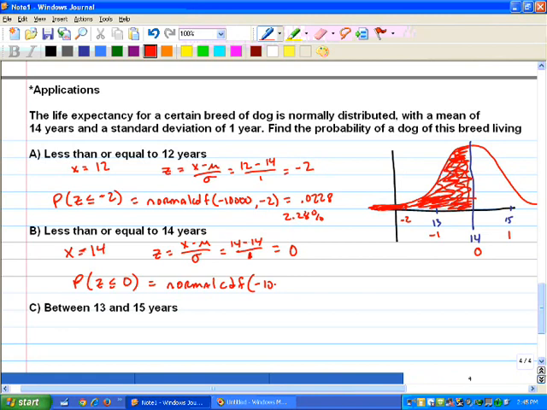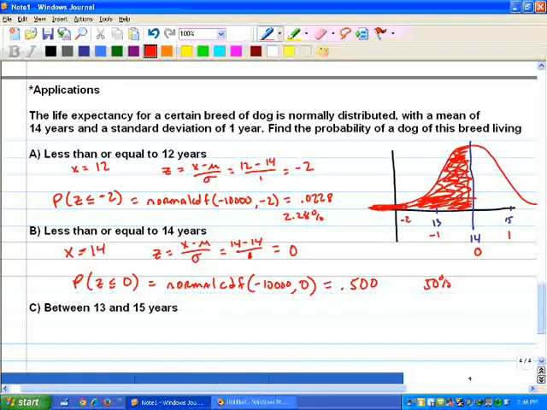Lower bound, we're going to set at negative 10,000 again. Upper bound at 0. And we should get 0.5. We get 0.50000, a whole bunch of zeros and 5, which is 50%.